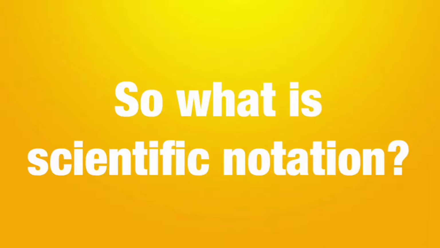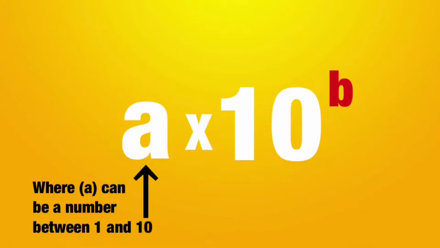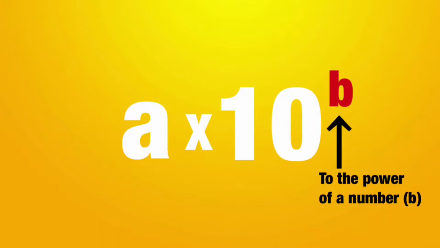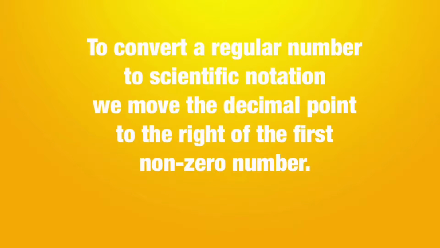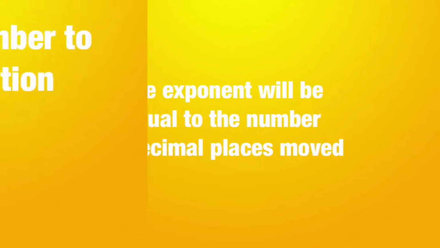So what is scientific notation? Scientific notation looks like this: A times 10 to the power of B. A can be a number between 1 and 10 multiplied by 10 to the power of a number. To convert a regular number to scientific notation, we move the decimal point to the right of the first non-zero number. The exponent will be equal to the decimal places moved.